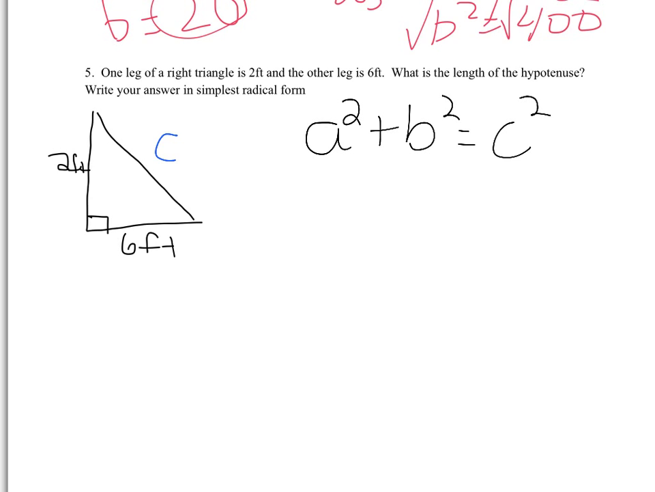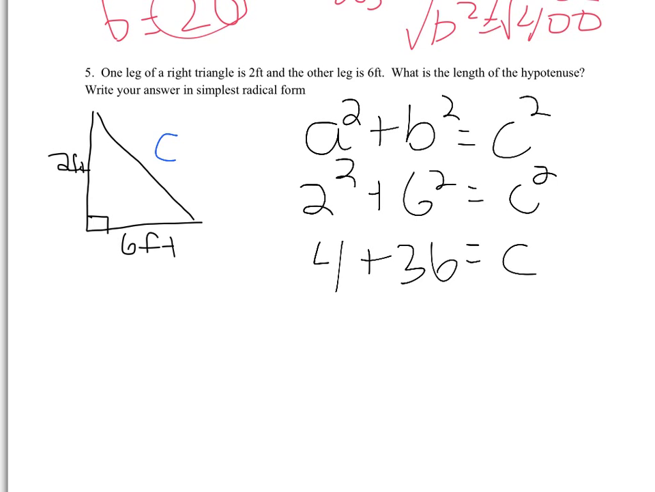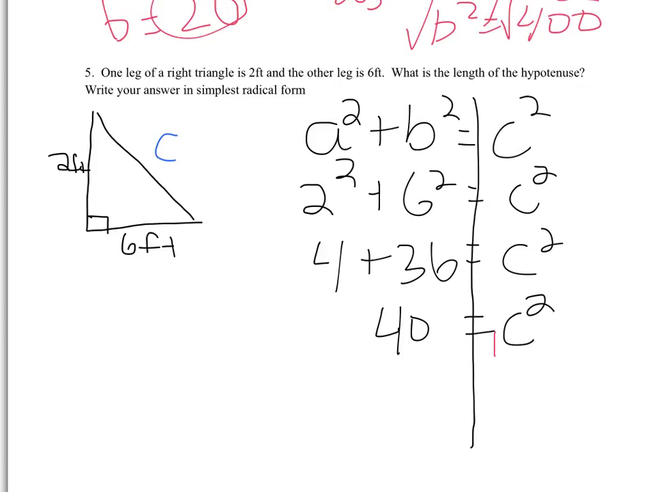And now I'm just plugging in my values for the legs. So 2 squared plus 6 squared equals c squared. 2 squared is 4, 6 squared is 36, equals c squared. And, I mean, this is just, like I said, a good old-fashioned equation. 4 plus 36 is 40, equals c squared. Now, don't stop there, because we don't want that squared. We need to square root both sides of it, because the opposite of squaring something is to square root it.